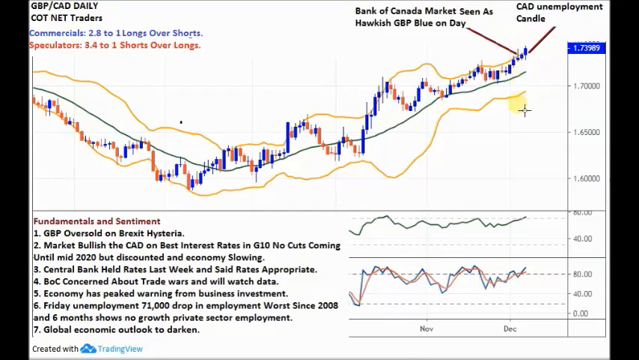GBP came off its highs, but finished blue. And I was actually thinking, well, if the Bank of Canada can't rally the Canadian dollar significantly, then we're probably still going to keep going up, which we obviously did. Now, in terms of the Bank of Canada, they did say they were concerned about trade wars and will watch data. Okay, now the economy has peaked, and we said this.